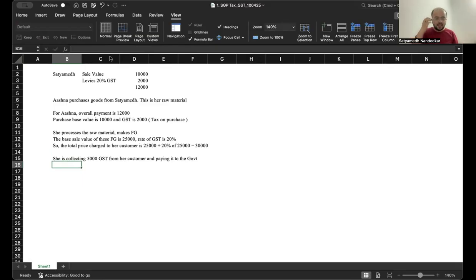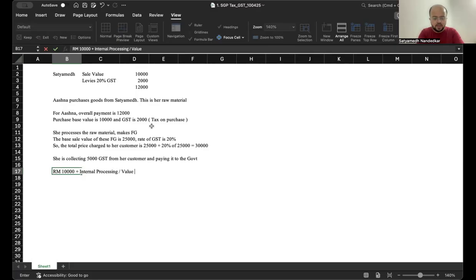Now, at the time of sale, there was a certain amount of GST that was levied, which was 5,000, and she deposited this 5,000 with the government. And when she purchased goods from her supplier, that is Satyamed, she had paid 2,000 worth of tax on the purchase price. Now, if you observe, the raw material is worth 10,000. Then there are some processes that happen, internal processing, which leads to value addition. This brings the total to 25,000.